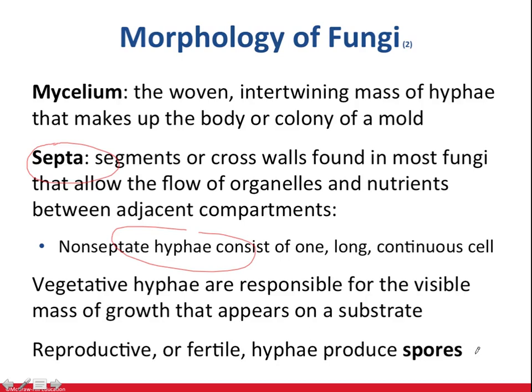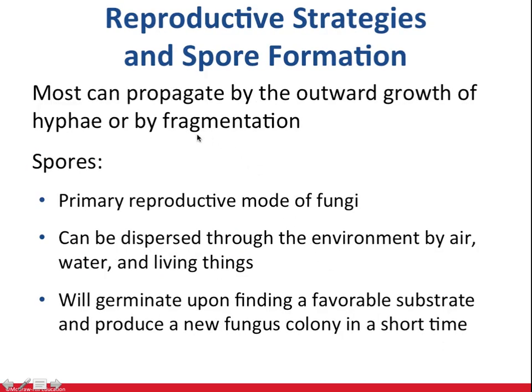So the hyphae can produce spores. Okay, spores. Okay. So the spores are one type of reproductive strategy. Okay. So once the exterior environment is optimal for the fungi to live, the fungi may not require reproduction. Okay, so if the environment changes, the fungi can produce spores. Okay, spore. So the spores are primarily the reproductive mode of the fungi.